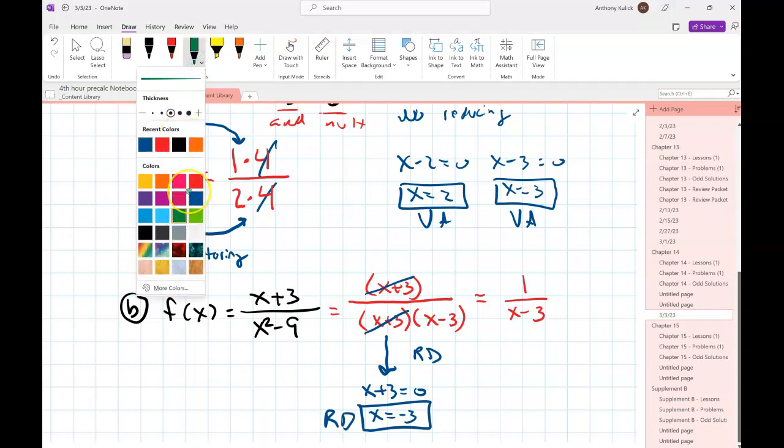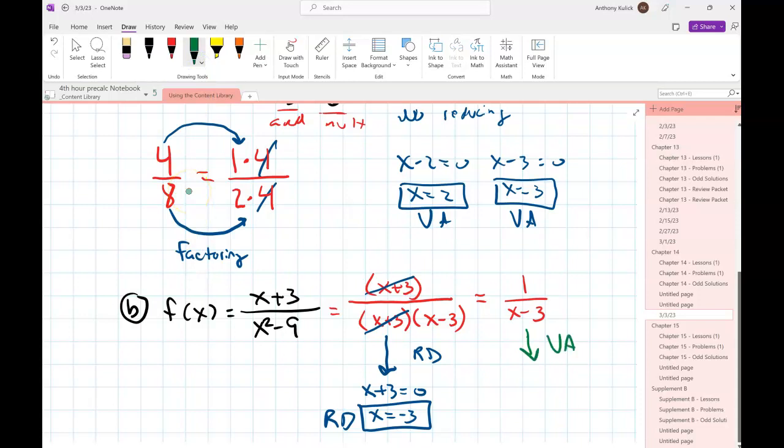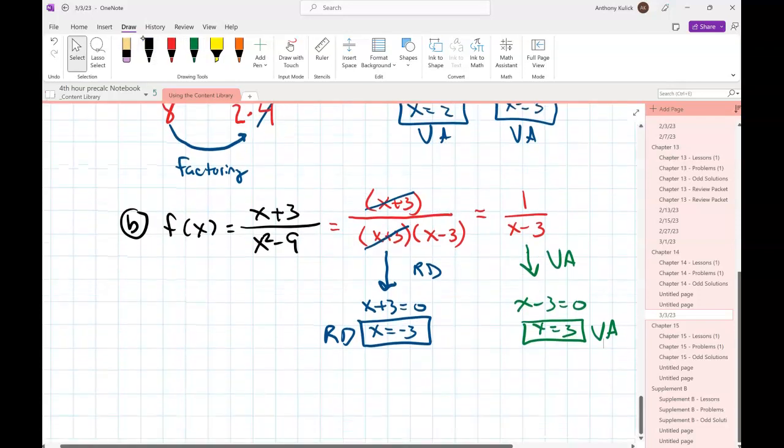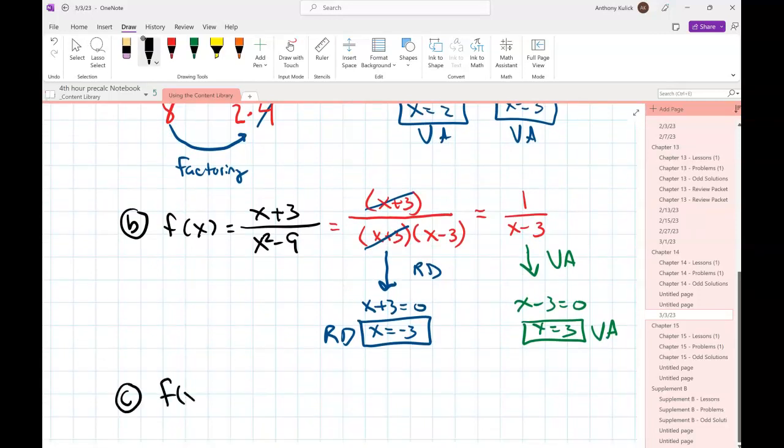The stuff that's left is going to be my vertical asymptotes. So I set that equal to 0 and solve. And I get a vertical asymptote. Everybody's okay here? All right. Next question is, if I reduce, does that guarantee that I'm going to get a removable discontinuity? No. Let's see an example.